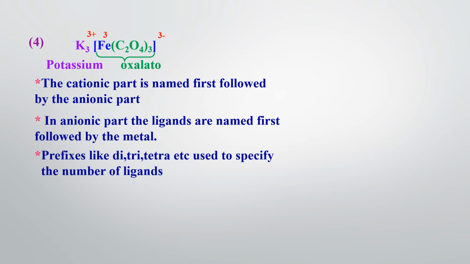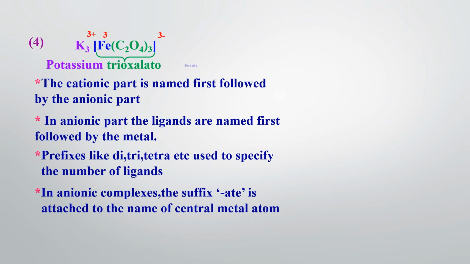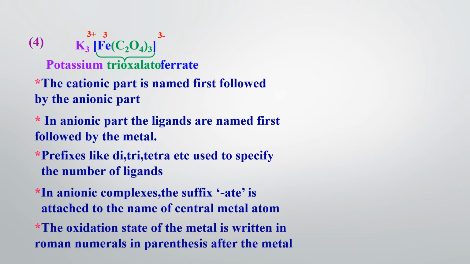So how many are there? 3 are there. It is nothing but trioxalato. Then iron is there, it is also an anionic complex, so it ends with ate. Then ferrate, and the oxidation state we have calculated already, that is nothing but 3.